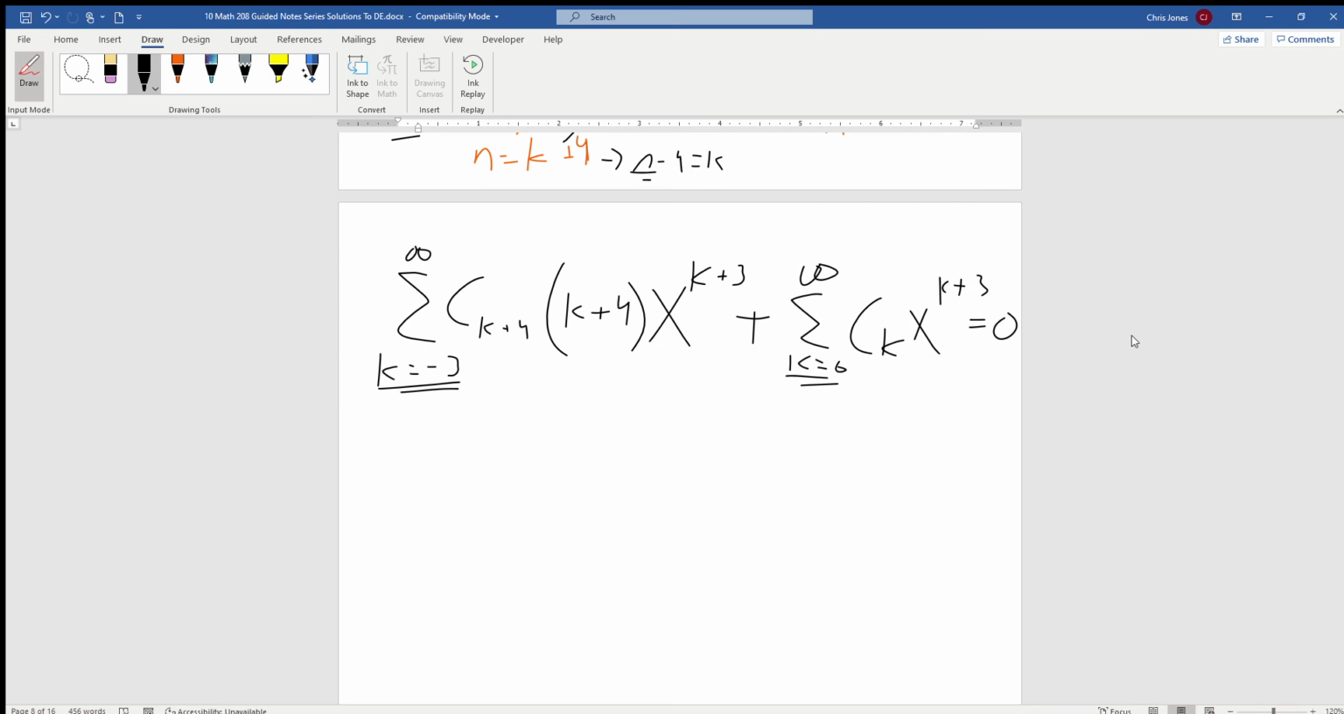So what happens at this point? Okay, well, the trick is that we are going to break off terms to get equivalent lower bounds.